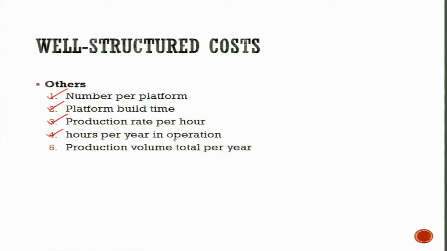But if we run the machine in a 24 hour shift, still the machine has to wait for some time in between for the breaks. So what is the total number of hours per year in operation? Maybe considering 20 hours per day the machine is working and Sundays are off, 6 days a week. So 20 into 6 into the number of months, that is 12. This is the total number of hours the machine has worked in a year. Production volume total per year is another factor.